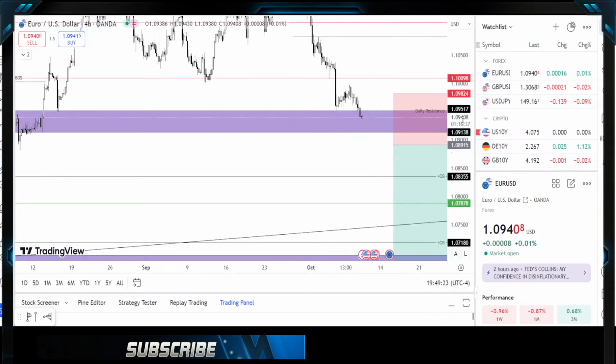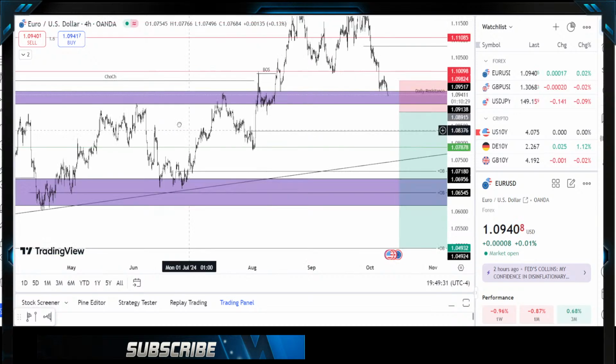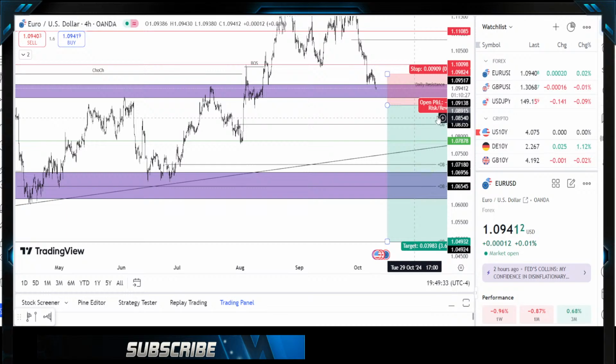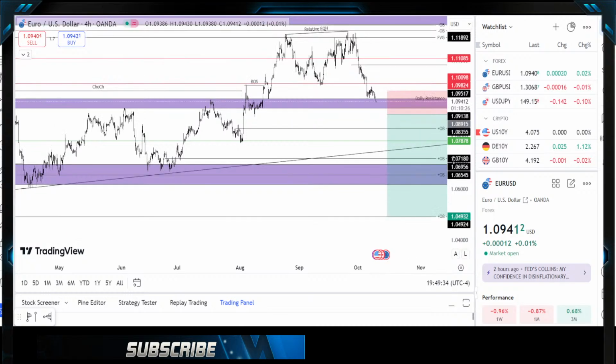I posted the chart on my Instagram. For those who haven't seen it, just go to my Instagram. You're going to see it, and the information is there. So for me, Euro USD, I'm waiting.